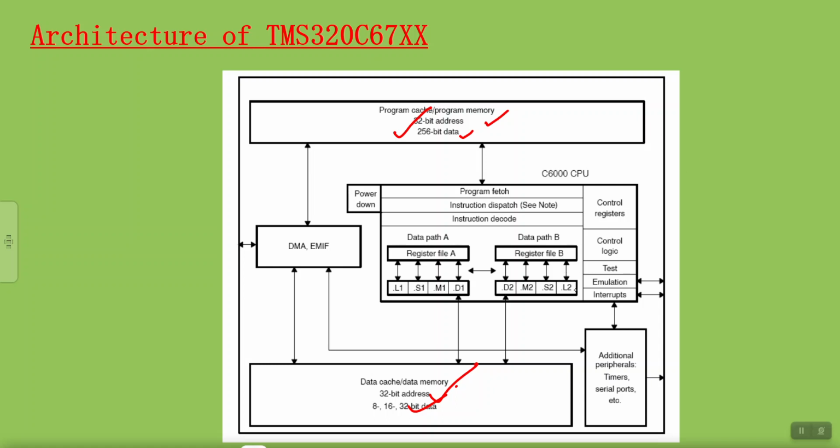So next is the external memory interface. The external memory interface is another feature of this architecture. In this, we can access external memory like SDRAM, SBSRAM, DRAM, such memories with the help of this EMIF.